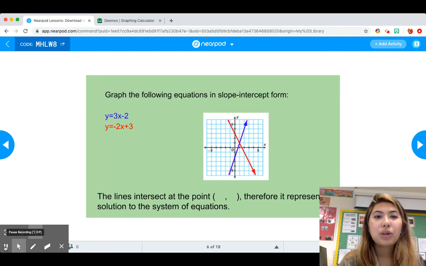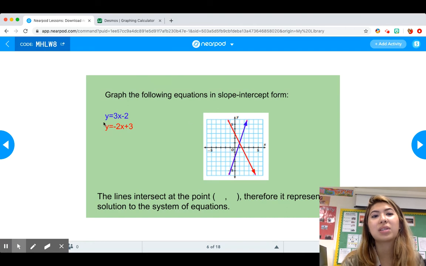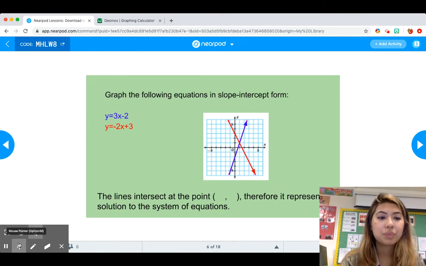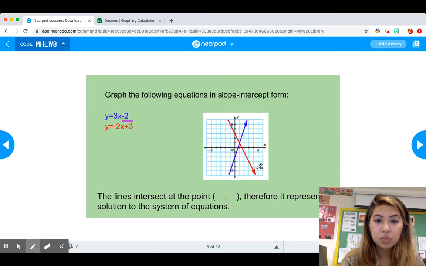So this problem reads, graph the following equations in slope-intercept form. We have y is equal to 3x minus 2, and then we have y is equal to negative 2x plus 3. So as you can see, the blue line represents y is equal to 3x minus 2. And just to confirm that we have graphed this correctly, we need to make sure that our y-intercept is at negative 2. If this is 0, this is negative 1, negative 2, so that's correct.